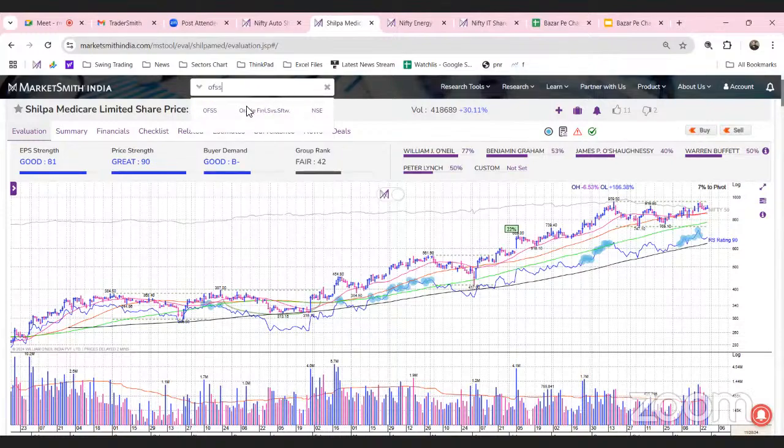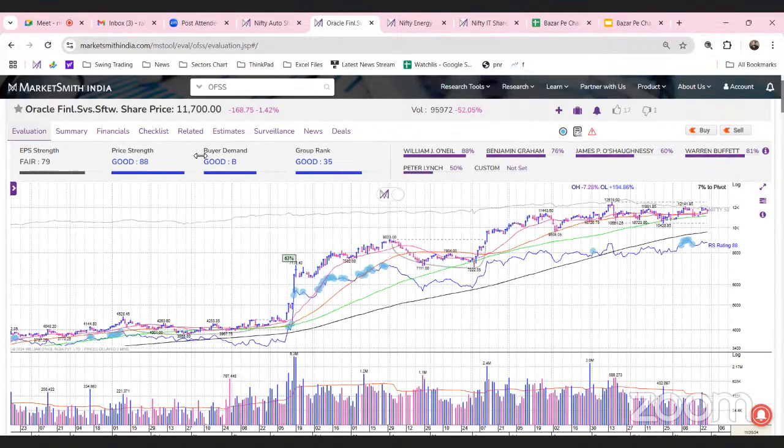Let's take one more and then Ola, and then we will wrap up the session. OFSS, or Ola? Okay, OFSS first, then we will take Ola.